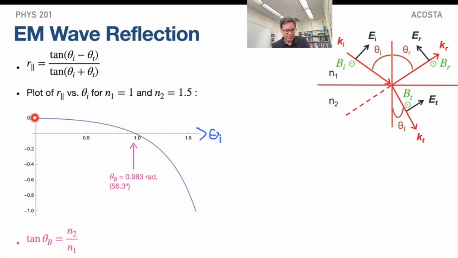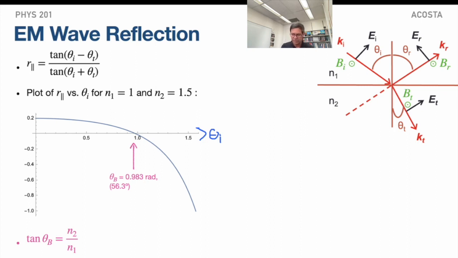You can see R parallel had a value of about 0.2 for small incident angles, so nearly perpendicular to the surface, and then it becomes 0 and then negative when theta I becomes rather large, approaching pi over 2. And where it crosses, where this is 0, is when theta I plus theta t is 90 degrees. If you look on this graph or solve this numerically, the Brewster angle is 0.983 radians or 56.3 degrees. And that's coming from this relation, which you may have seen already, that the tangent of the so-called Brewster angle is the ratio n2 over n1.